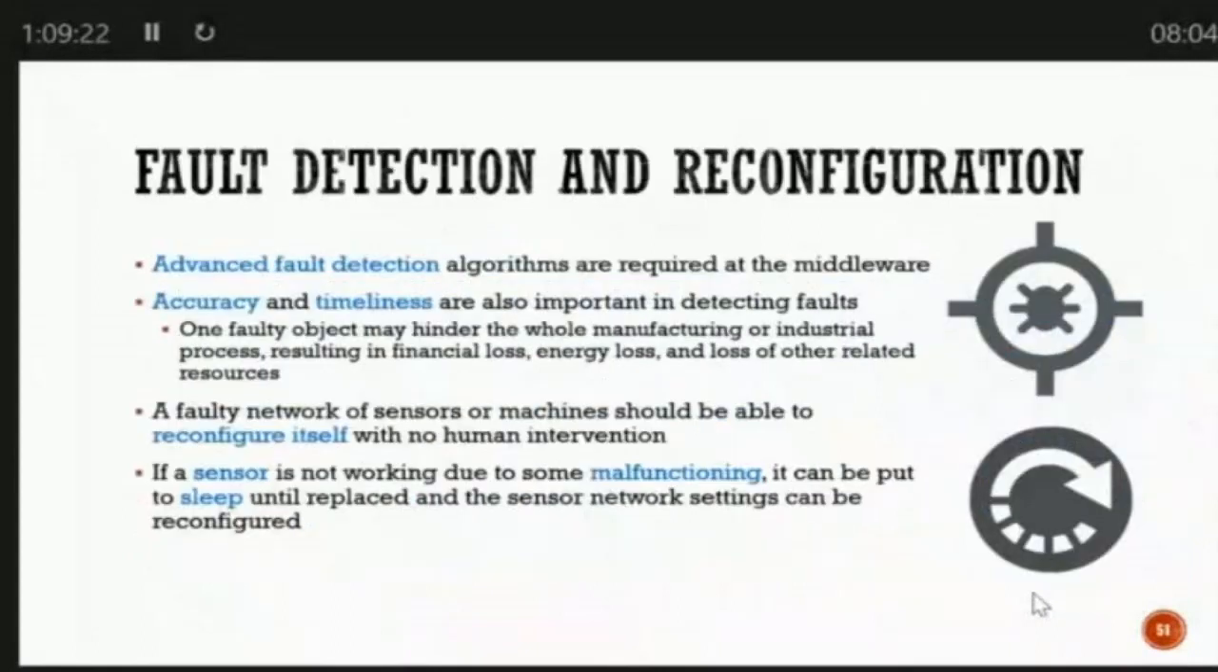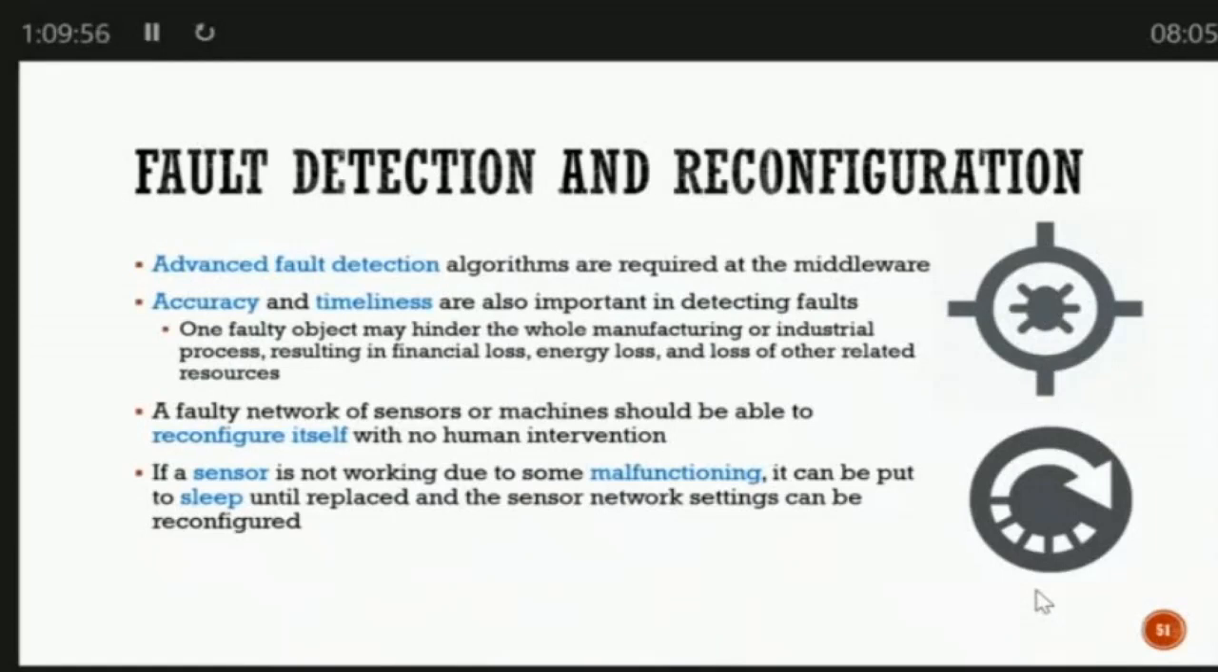We should be able to have better fault detection and reconfiguration. If the industrial IoT is not able to do better fault detection and self-reconfiguration, automatically reconfigure itself rather than waiting for someone to come in and then manually perform troubleshooting tasks. So another important feature would be that if a sensor or a device is not working, then that device or sensor should be put on sleep so that the other sensors are not disturbed, because one sensor's output might be input of another sensor.